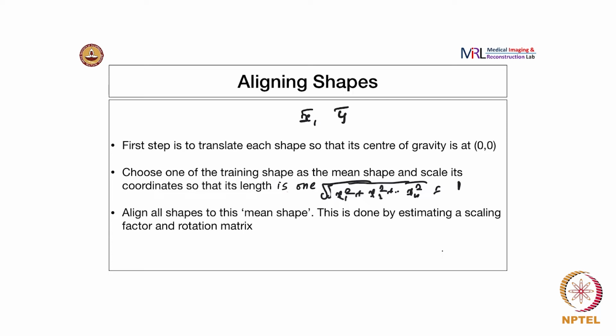And this alignment is done by estimating a scaling factor and a rotation matrix. Okay, and this alignment actually we can pose in the form of an optimization problem. So let's look at how we can align two shapes. Then all you have to do is apply this to all the shapes in the database, and choose one of the shapes as a mean shape and align all the other shapes to it. Okay, and then we'll just look at how we can do two shapes at a time.